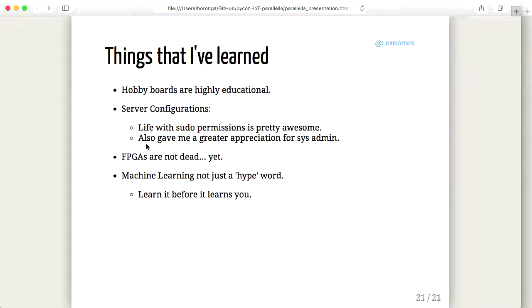But their importance in our day-to-day lives is quite underestimated. Just because they're an old technology, I don't think time is necessarily wasted in learning how to program these or how these work. And machine learning as well is something that's really worth investigating. It's not just a hype word anymore, so my little quote is: learn it before it learns you. And I think that's all for today.